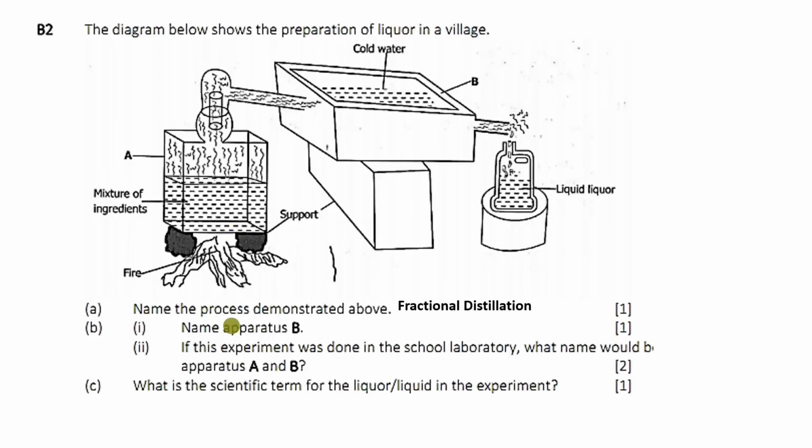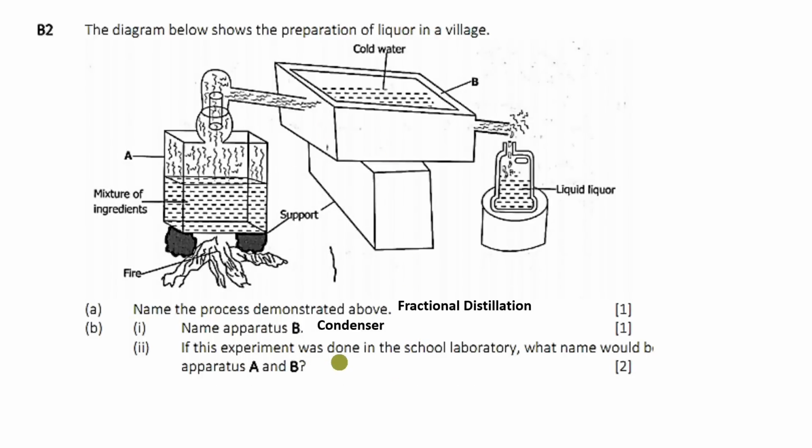So, name the process demonstrated above. It is fractional distillation, this one, because there will be water that will come out, and then there will be alcohol and water. So this one is part of fraction. Then 2, they're saying B2, name apparatus B. Apparatus B here is just a condenser.